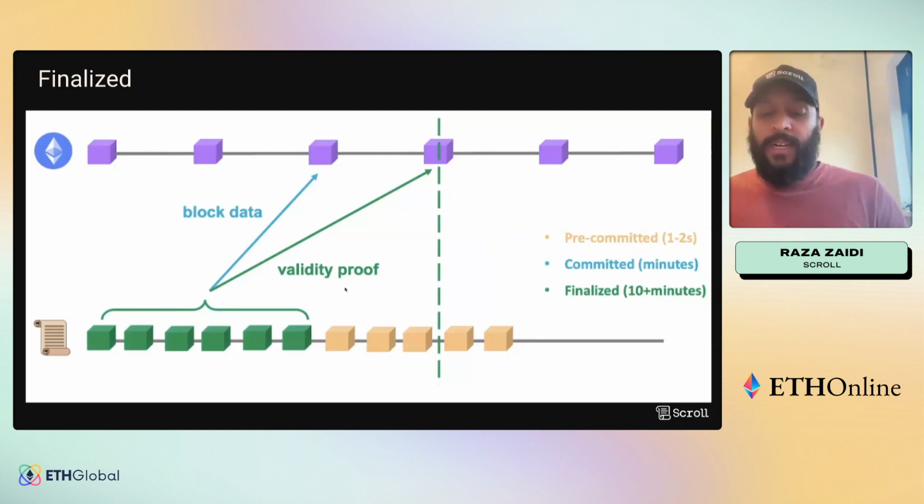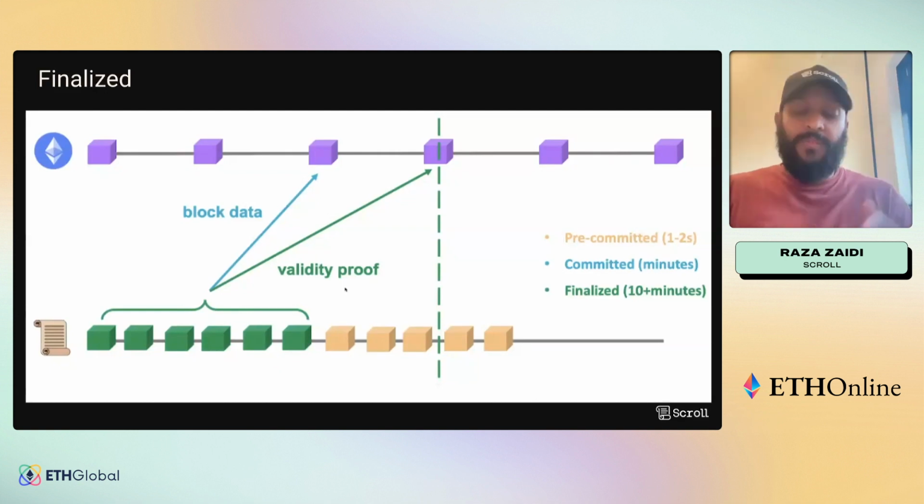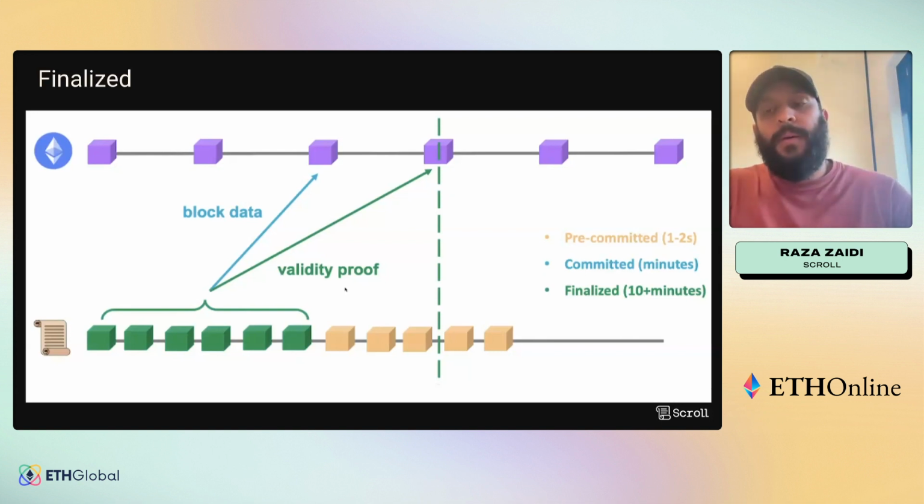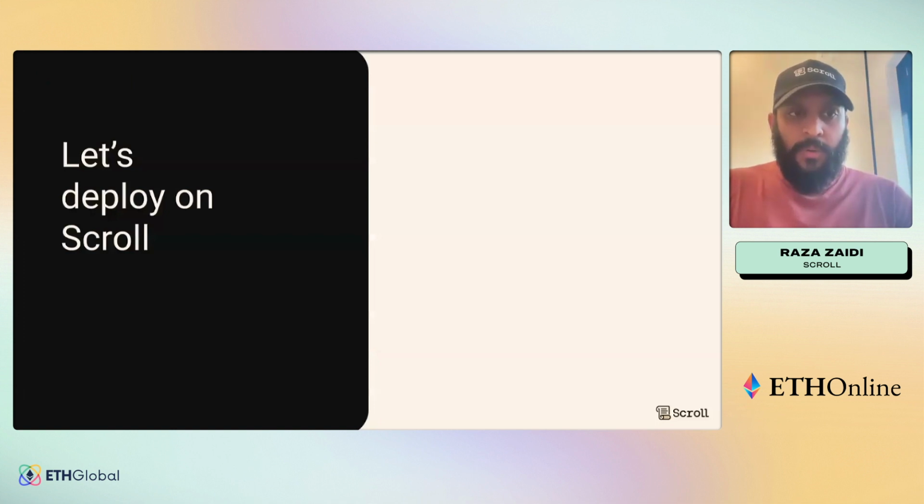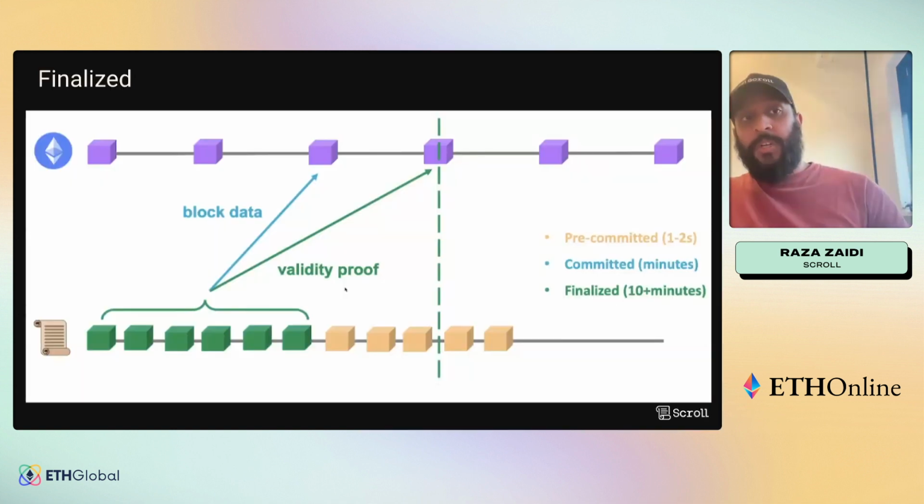I know there is a whole debate about what the arbitrary period is, but let's assume that it's around 3 days or 7 days. That's basically the comparison to make: 10 minutes versus the 7 days or 3 days that an optimistic rollup would have to be exposed to. So that was, in a nutshell, how Scroll works.